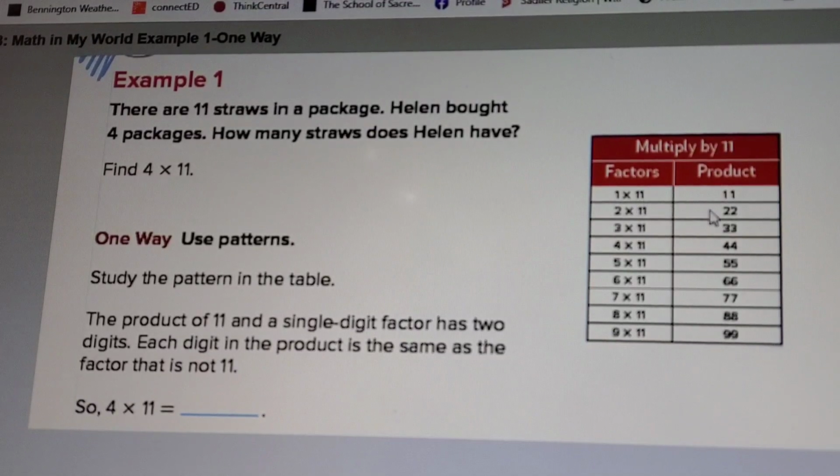So 1 times 11, you have the digit 1 2 times. 2 times 11, you have the digit 2 2 times. 3 times 11, 33. You have the 3 2 times. It works the same way all the way to 9. 9 times 11, you have the 9 digit 2 times, 99.